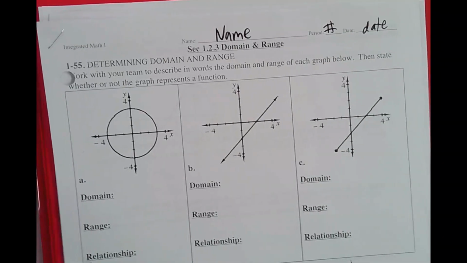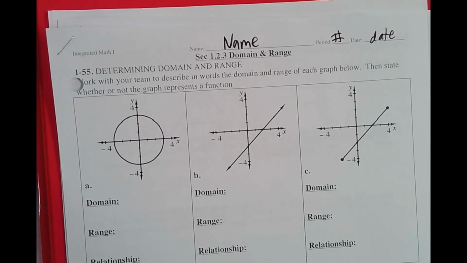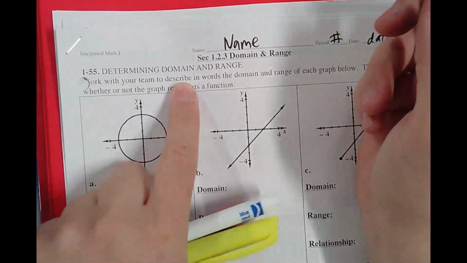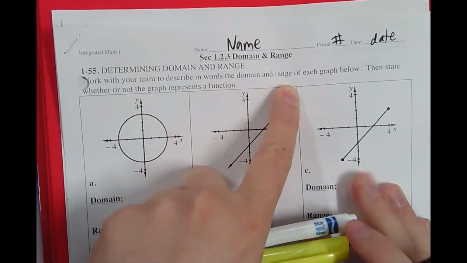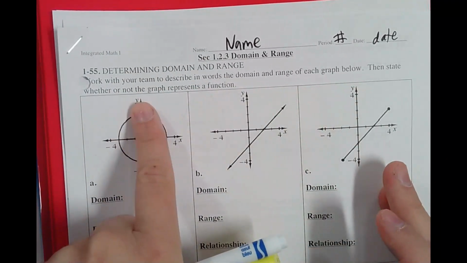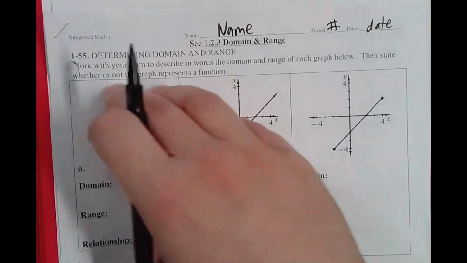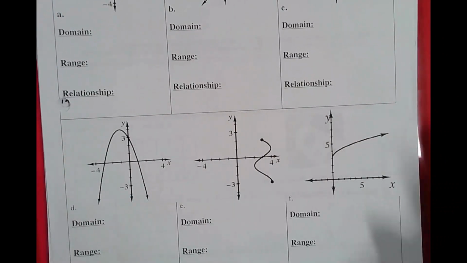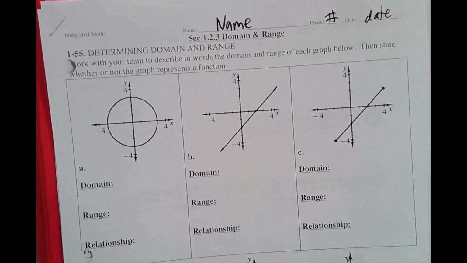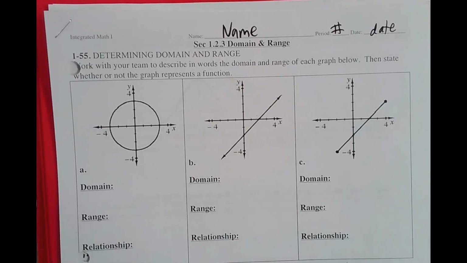Here we go. Problem number 1-55. Listen closely and write down these notes. Determining domain and range. Work with your team to describe in words the domain and range of each graph below. Then state whether or not the graph represents a function. For these first ones, I'm going to do the first three, and I'm going to ask you and your team to do the next three, and we'll check our work. As I solve these, I want to see if you can figure out the next one as well. Okay? So here we begin.